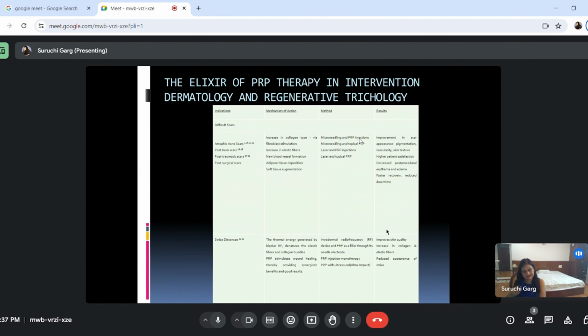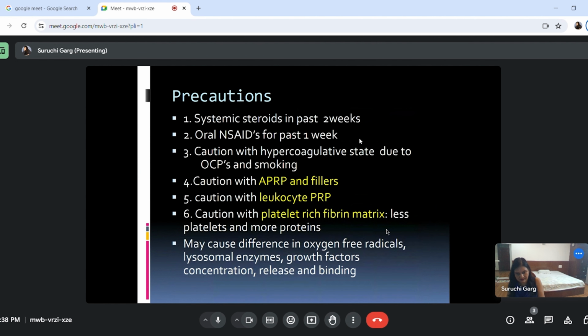So again, this is the summary, and from my book, as I mentioned earlier. So overall, there's more collagen formation, fibroblast stimulation, increase in elastin fiber, new blood vessel formation, adipose tissue deposition, and soft tissue augmentation with the usage of PRP in combination with various modalities like ablative lasers and MNRF. It can lead to high patient satisfaction and decreased post-procedural erythema and edema. There's faster recovery and reduced downtime, and there is definite improvement in the scar and the skin texture.